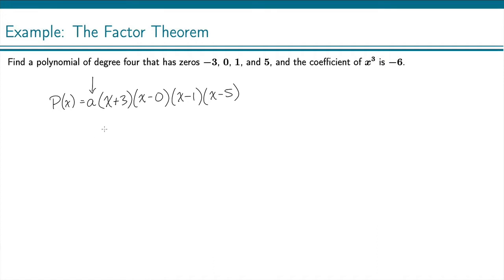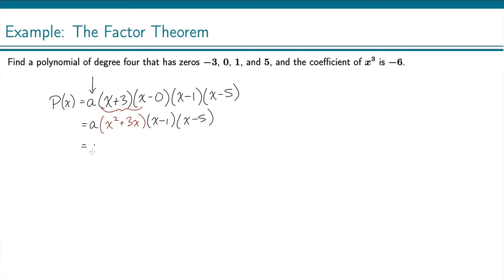Now, because we want the coefficient of x cubed to be -6, we're going to have to multiply all this out. Not going to be very fun, but we can do it. I'm going to leave my a there, and I'm going to start just with these terms here. x plus 3 times x gives me x squared plus 3x. And then I've got my x minus 1 and my x minus 5.